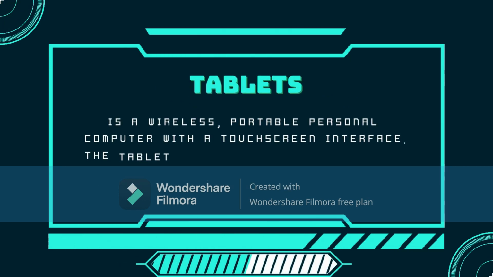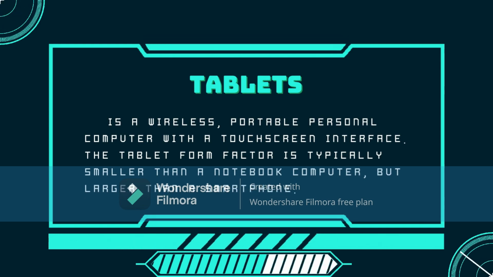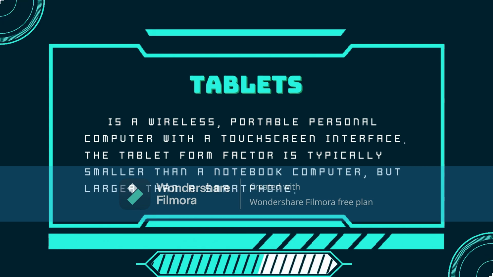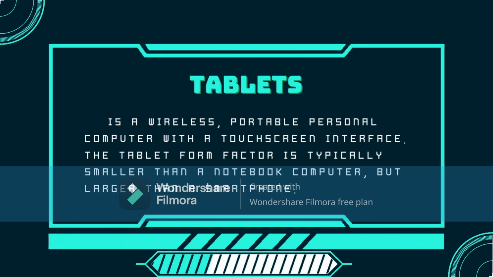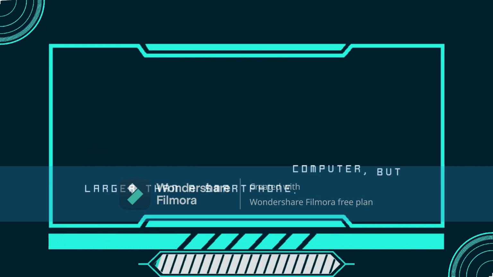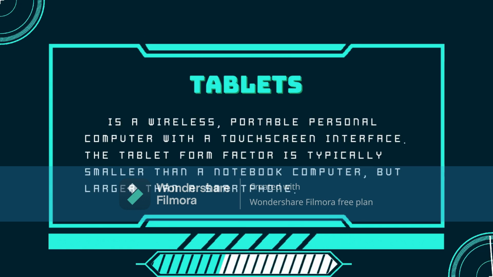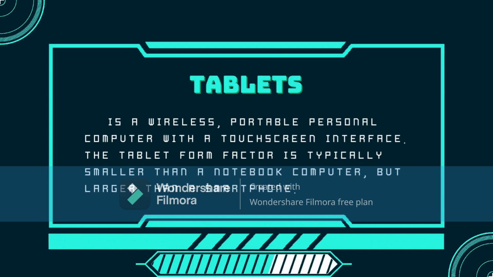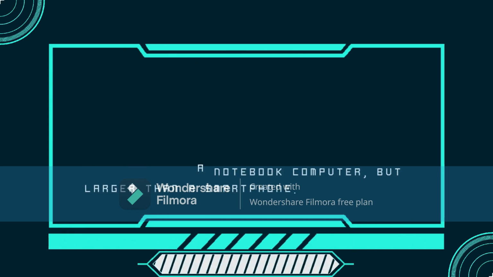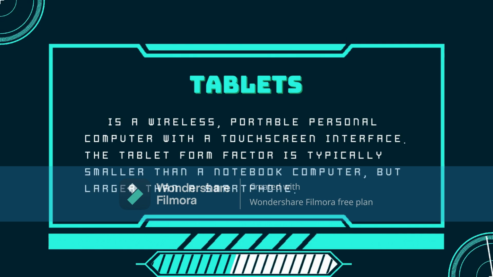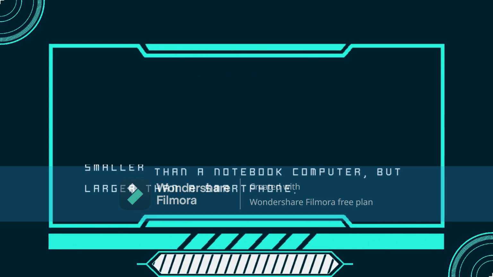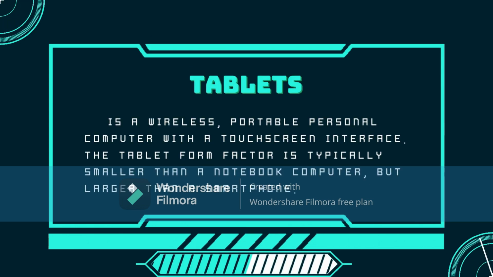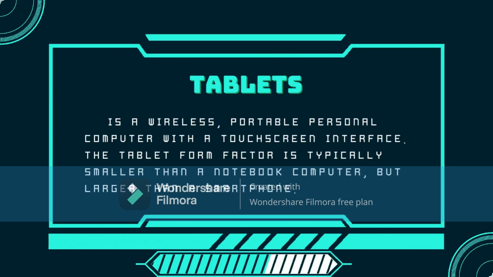Next, tablets. A tablet is a wireless portable personal computer with a touchscreen interface. The tablet form factor is typically smaller than a notebook computer, but larger than a smartphone. Tablets can help students get past this difficulty by providing different forms to teach a subject. Teachers can use e-learning on tablets to show videos or let their students play games to make it easier for them to understand the material if they are not able to grasp it using a textbook.